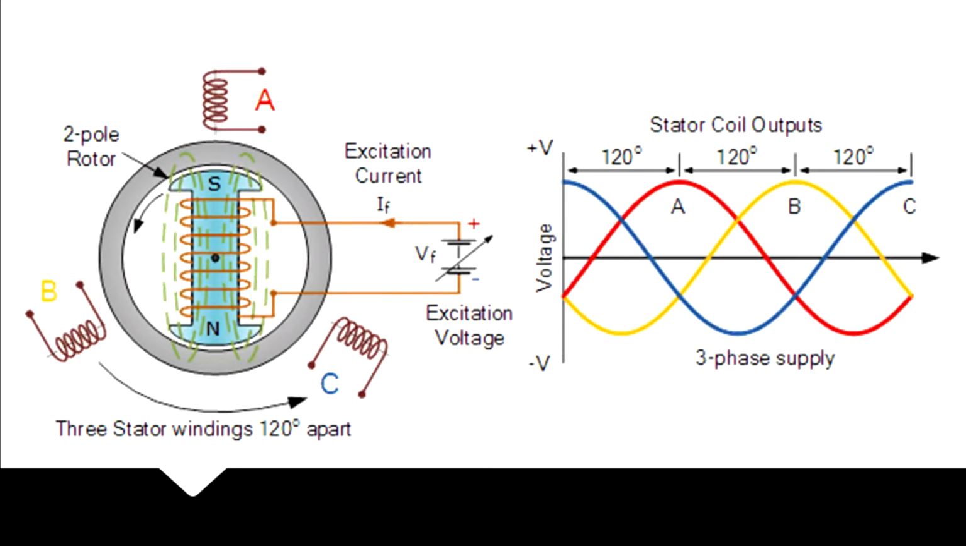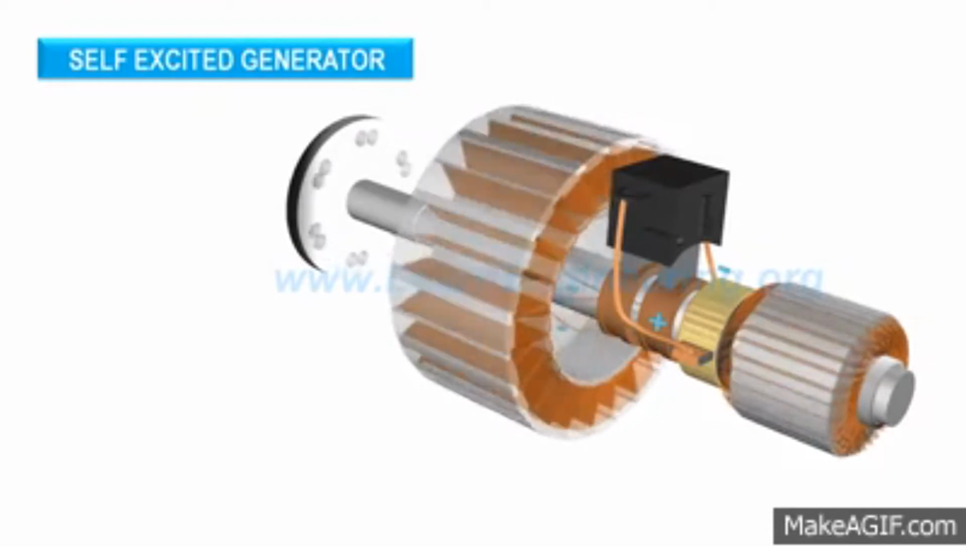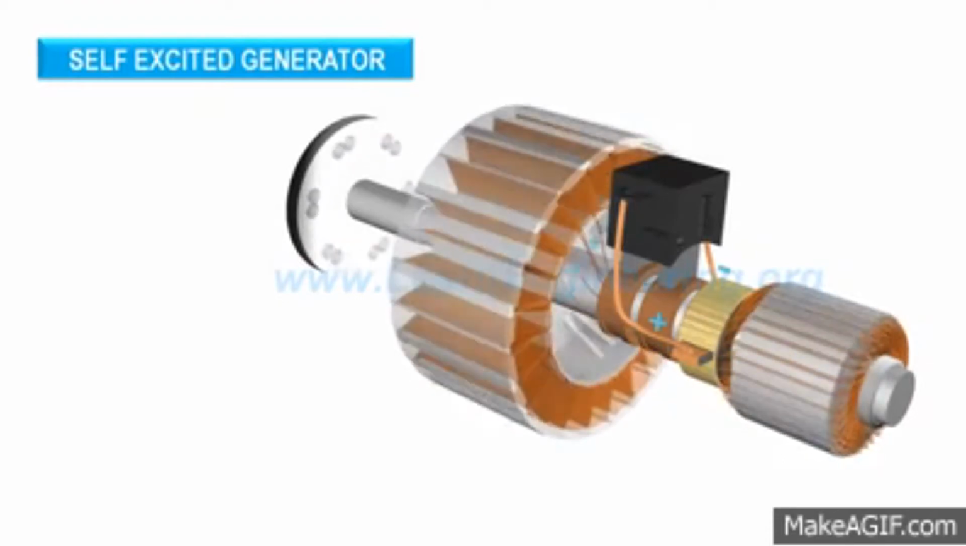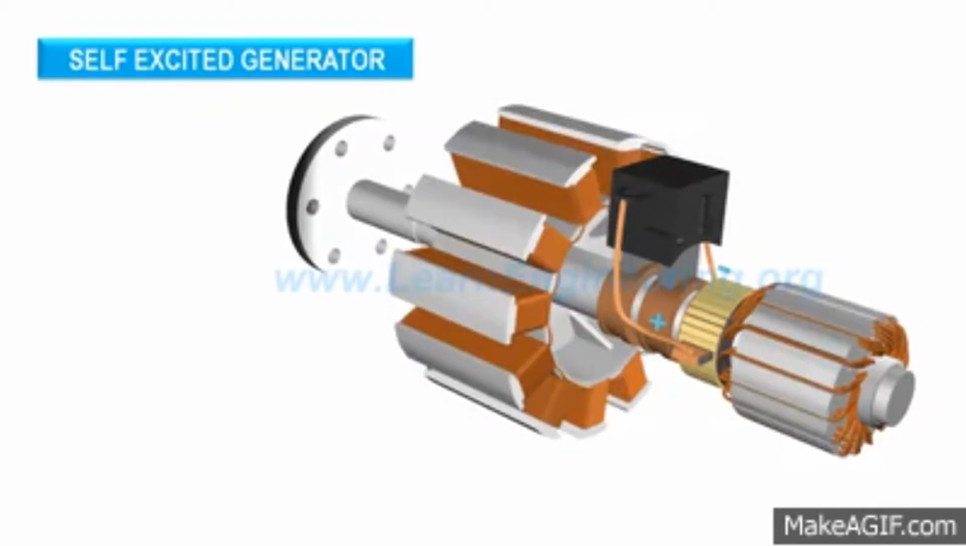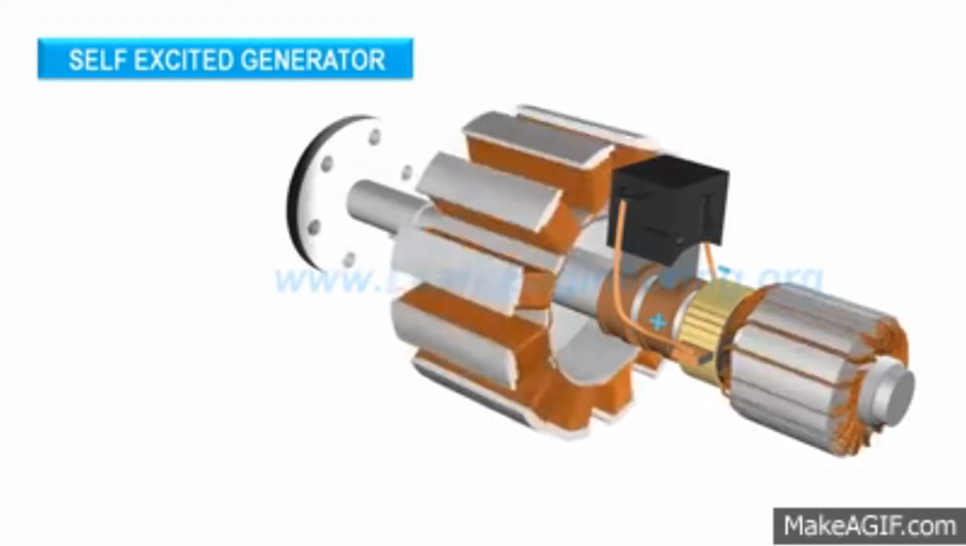This DC current is supplied either from an external source or from a small DC generator which is fitted on the same prime mover. Such generators are called self-excited. With variation of load, generator terminal output voltage will vary. It is desired to keep the terminal voltage in a specified limit. An automatic voltage regulator helps in achieving this.